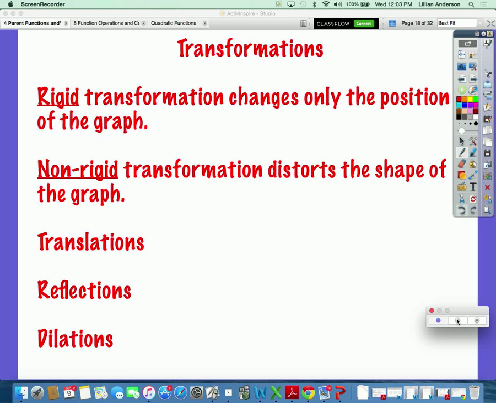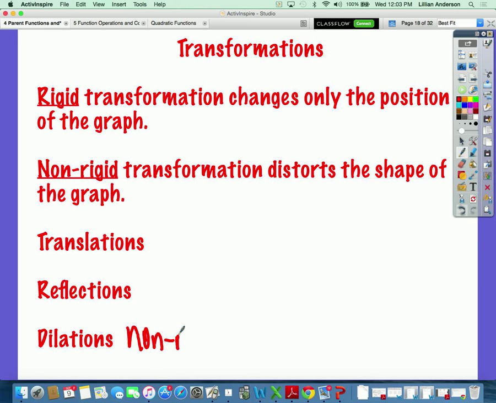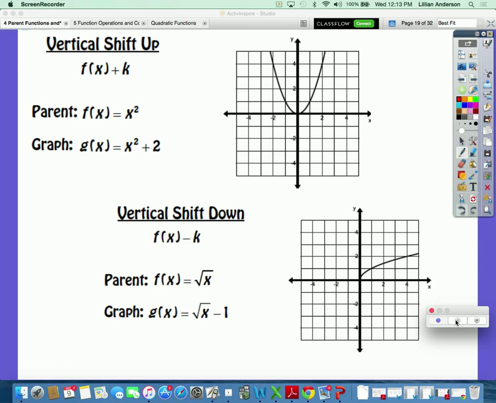And out of these three transformations, which one of these is a non-rigid transformation? It's a dilation, because only dilations change its size. Translations or reflections just move the location, but do not change the size. And so we're going to talk about all the different types of transformations there are. So let's start off with your translations. We're going to start with your vertical shift up and your vertical shift down.